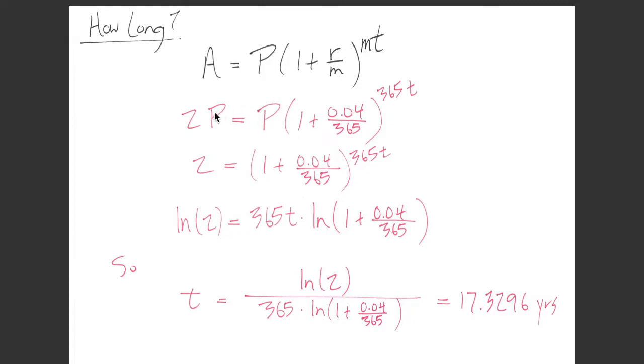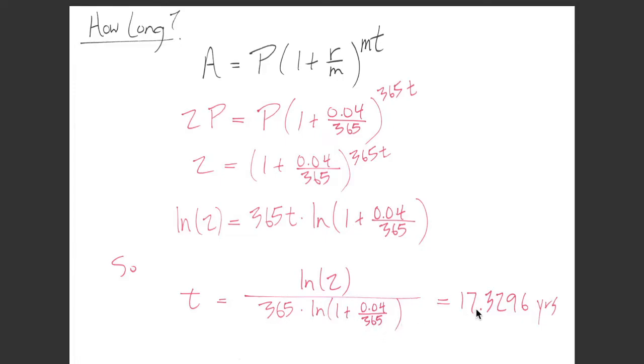We can just divide both sides by P, or cancel the P's if you want to think about it that way. And you get 2 equals the quantity 1 plus 0.04 over 365, raised to the 365 times t power. Trying to solve for t, so I'm going to take logarithms now. Log of 2 would be, remember, I'm taking the log of a base raised to a power, so that would be the power times the log of the base. And now we can solve for t as before. Divide by 365 times the logarithm here, and so t would be the natural log of 2 divided by 365 times the natural log of 1 plus 0.04 over 365.